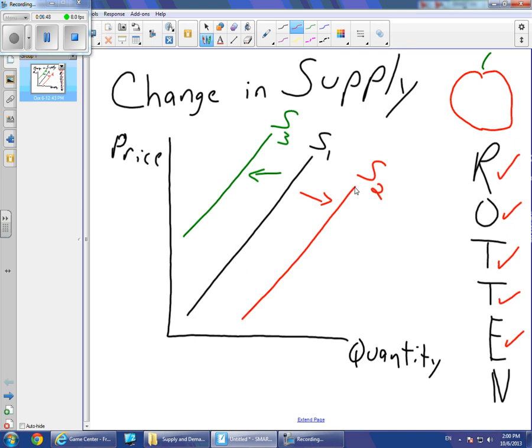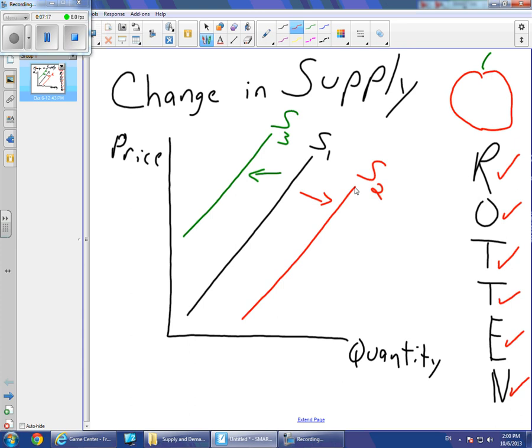The N stands for number of suppliers. If farmers who had previously grown corn or wheat shifted to apple production, the number of suppliers would increase, reflected by a shift from S1 to S2. If, however, a number of apple growers cut their trees down, plowed the stumps under, and planted corn, we would see a shift from S1 to S3.